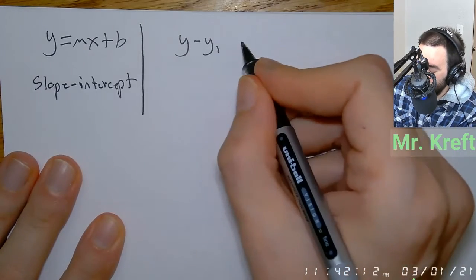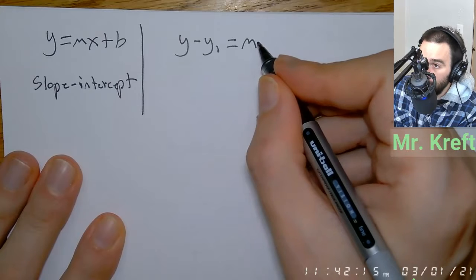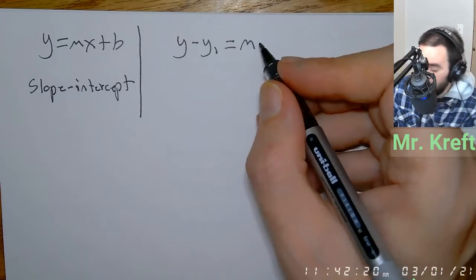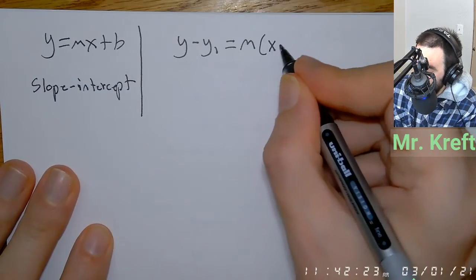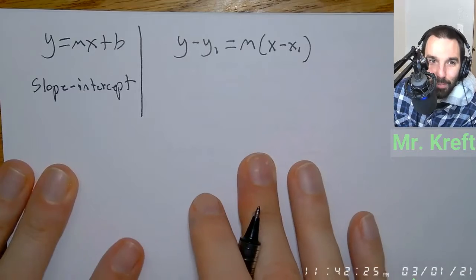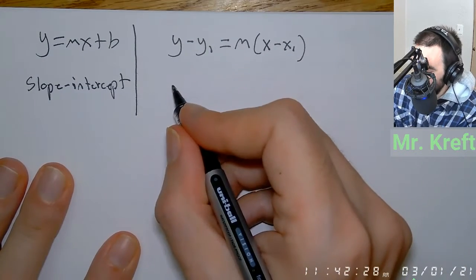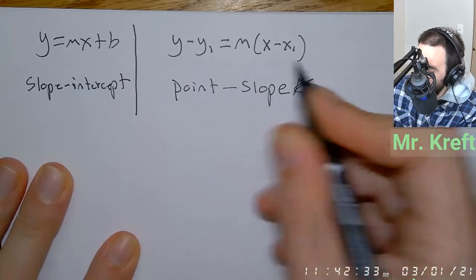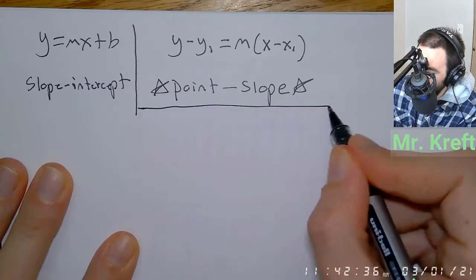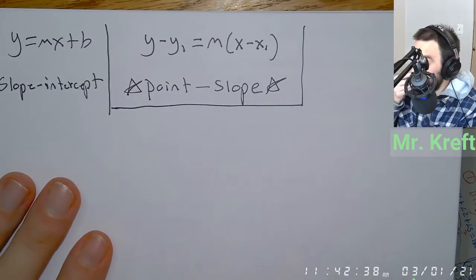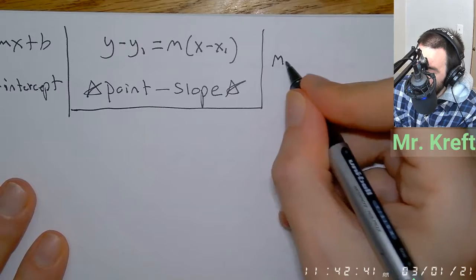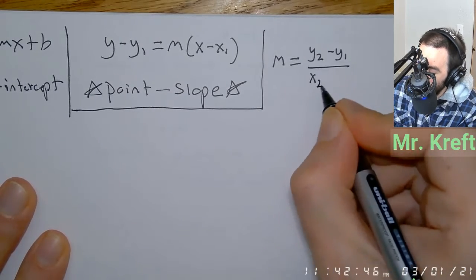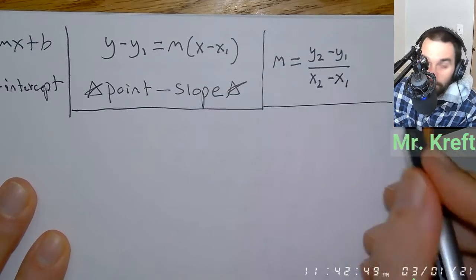y minus y1 equals m. Wait, give me a second. Yeah, m times (x minus x1). I just derived this in my head. Isn't that crazy? This is called point-slope form. This is your bread and butter. Okay, that is the one we want because we have to remember m is (y2 minus y1) over (x2 minus x1).